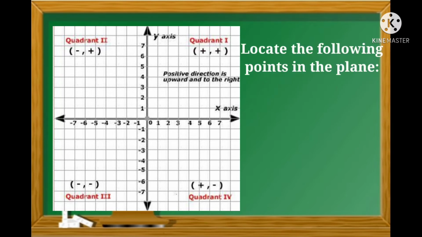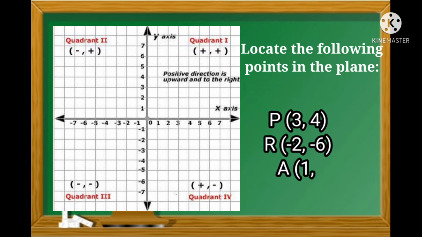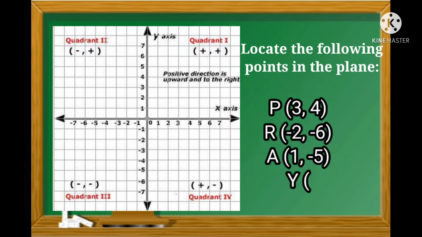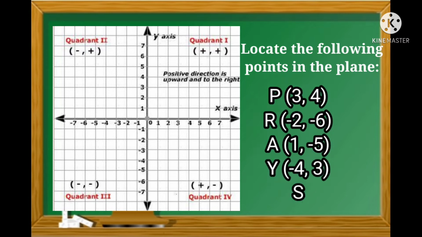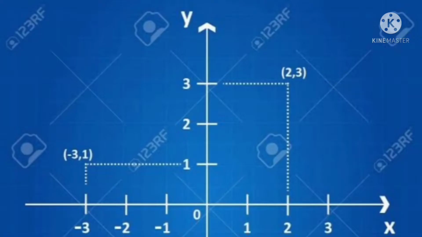Referring to that illustration, in what quadrant will you locate the following points? Point P, 3, 4; point R, negative 2, negative 6; point A, 1, negative 5; point Y, negative 4, 3; and point S, 0, 5.